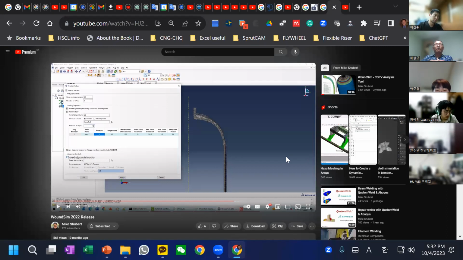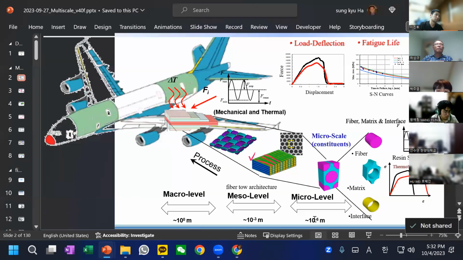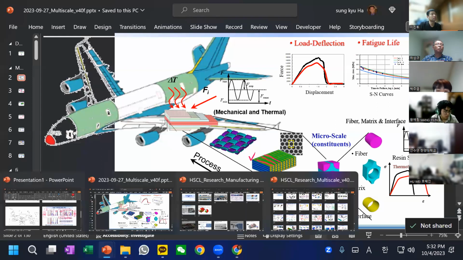I didn't cover everything, but for composite, starting from a microscopical view, we can do lots of applications, and also design and manufacturing procedures. So okay, I just want to close.